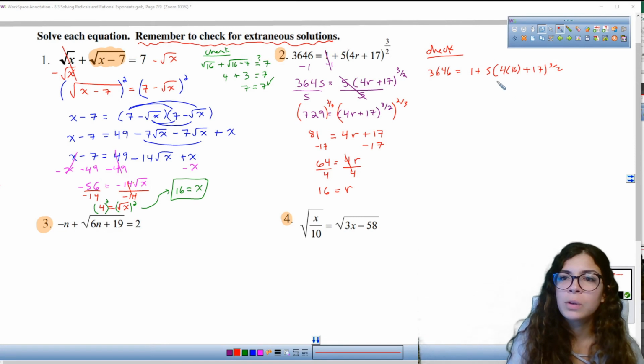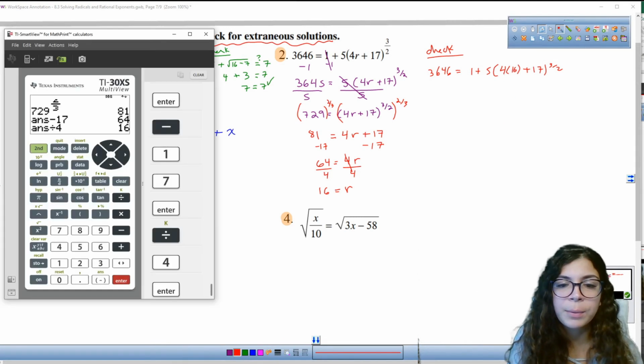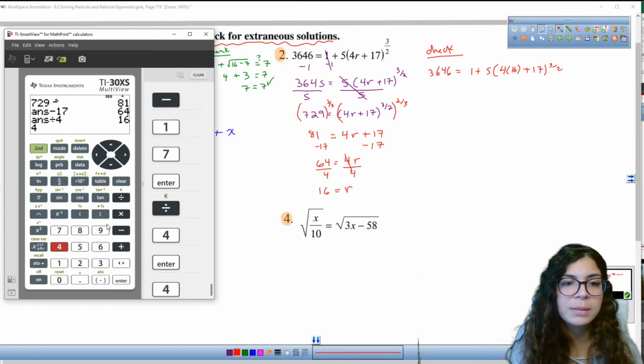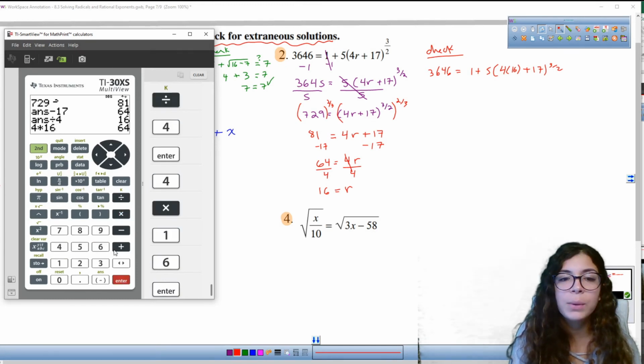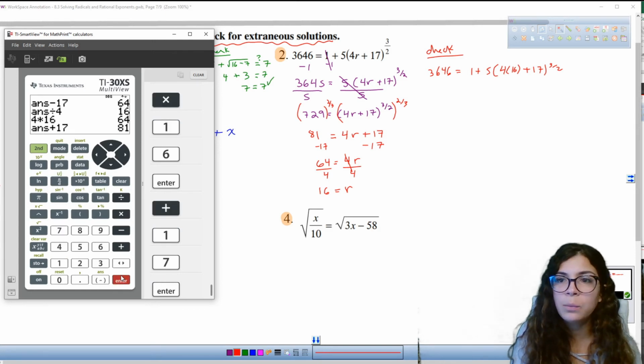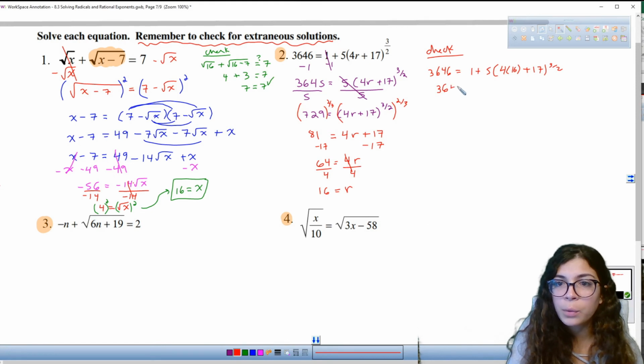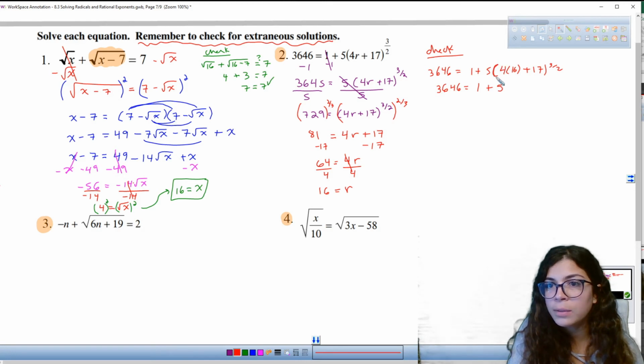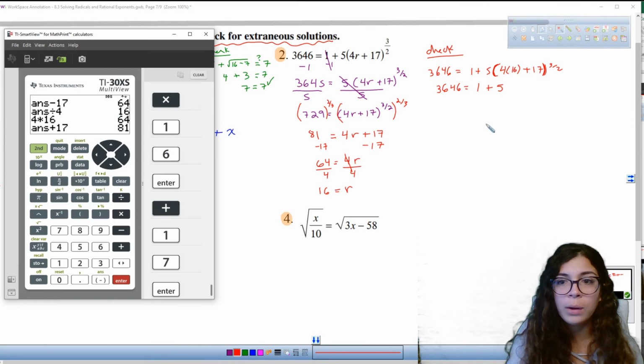Okay, so again, let's work from the inside of the parentheses, right? 4 times 16 is 64. 64 plus 17 is 81. Now, remember, you have to follow the order of operations whenever you're simplifying, right? We're simplifying on this right-hand side. So we just simplified all of this that was inside the parentheses, and we got 81.